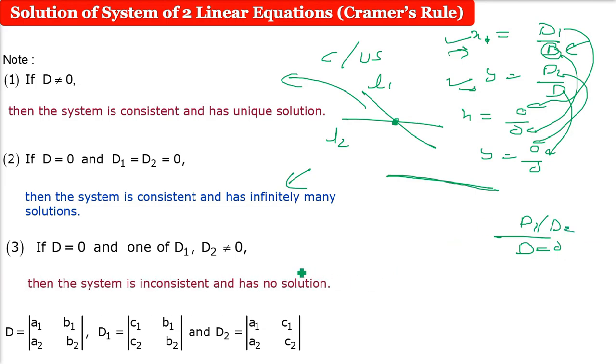What about d equals 0 and d1, d2 not equal to 0? Then you are dividing by 0, and dividing by 0 is incomprehensible. For two lines intersecting at one point, you get a proper solution. If everything is 0, it is consistent with infinitely many solutions because they are the same line. But if you have two lines that never intersect anywhere, the system is inconsistent and has no solution.